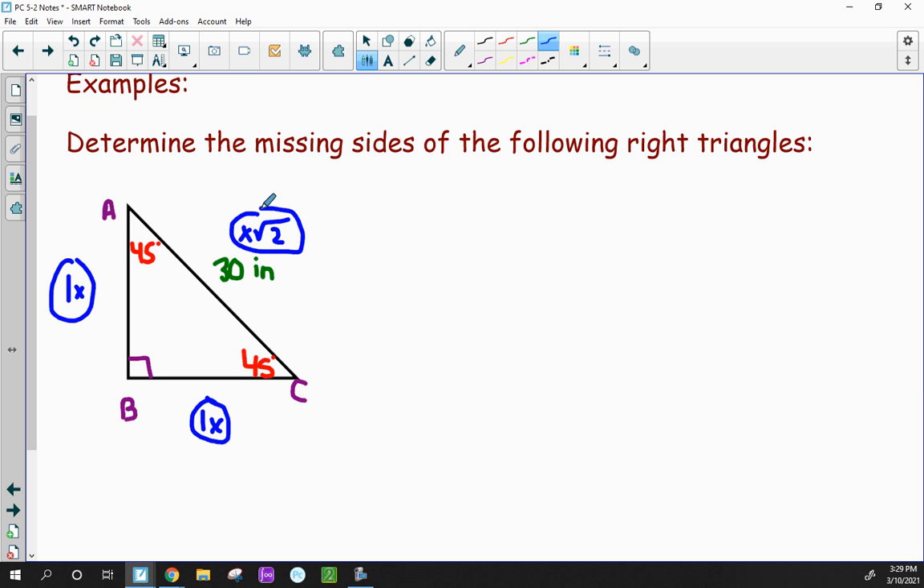And then what you'll do is look for the side they give you. They give you 30, so they're telling you that this x times the square root of 2 has to be the same as 30. You're setting up an equation, is all you're doing. Now your goal is to solve for x. To solve for x, you've got to get rid of this square root of 2 that's being multiplied by x, so you have to divide. You'll show these steps exactly like I'm modeling to you, trying my best to show you exactly what I want to see.